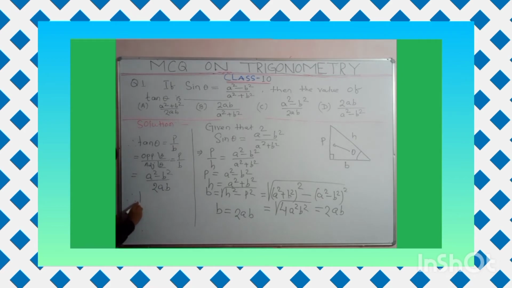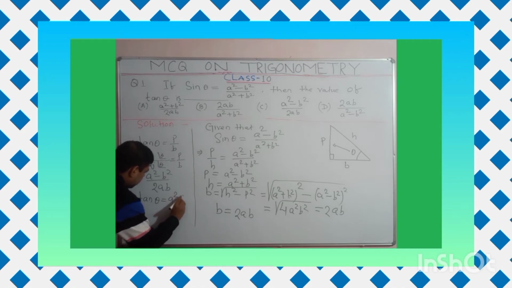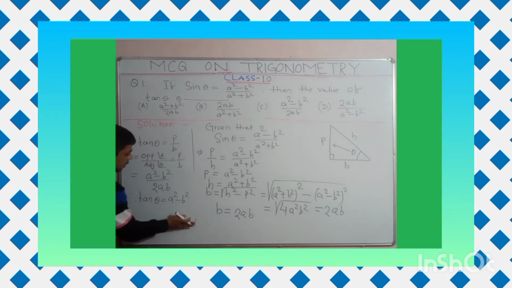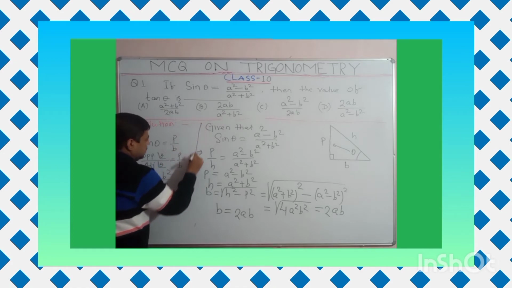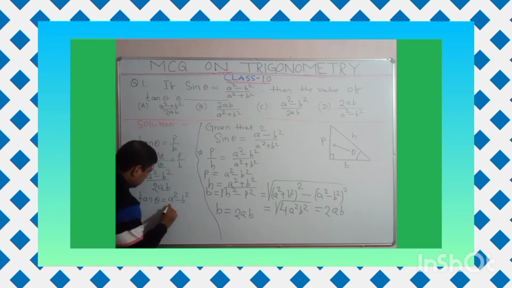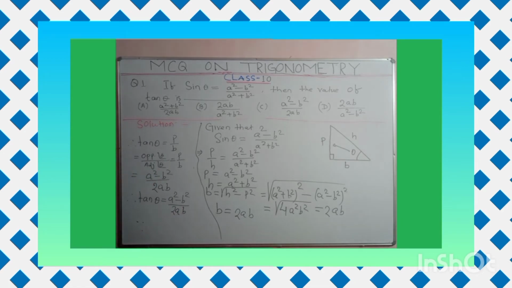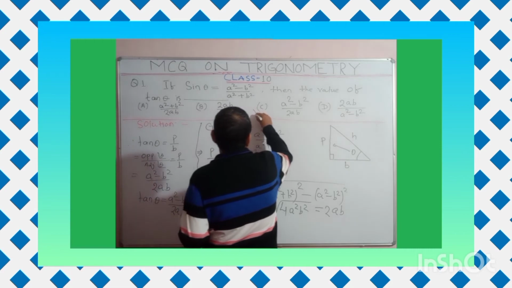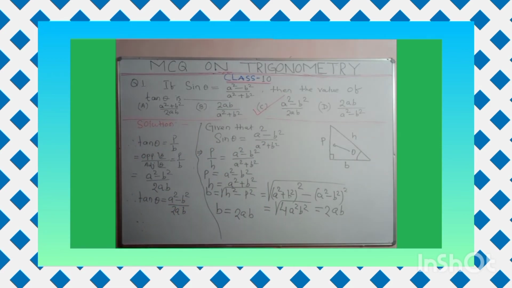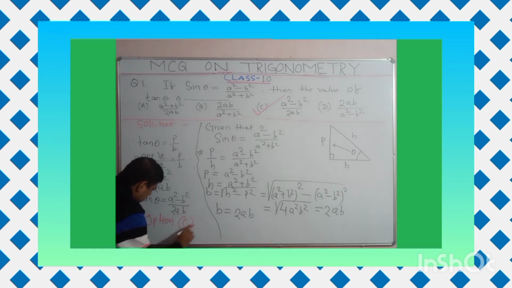Hence, we finally got tan theta is equal to (a square minus b square) divided by 2ab. Hence, what is the right option? Here the right option is a square minus b square by 2ab. So C is the correct option. Understand? Hence, we got option C. Okay, option C is the correct option.